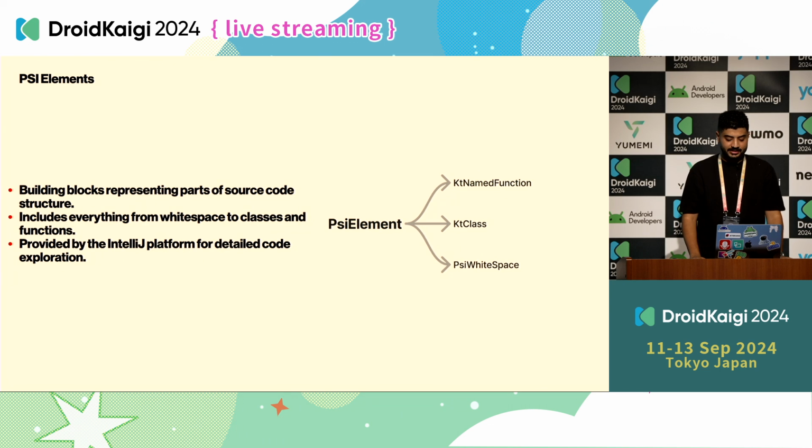Let's move on to the second key component, PSI elements. PSI elements are the individual building blocks that represent the different parts of your source code's internal structure. These elements are provided by the IntelliJ platform itself and are used to explore and interact with finer details of your code. Anything from a white space to classes or functions is considered an element. And just like with PSI files, you typically won't work with the base PsiElement class. Instead, you will often work with more specific subclasses, like KtNamedFunction, which represents a named function in Kotlin. These subclasses are how the IDE provides support for different languages.